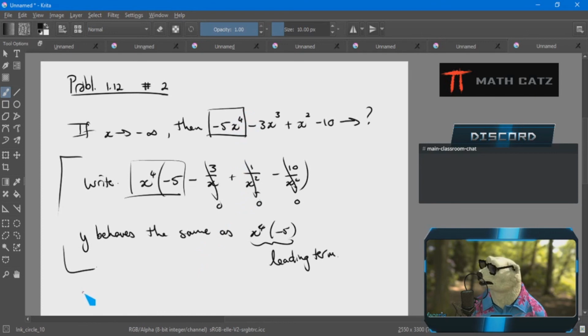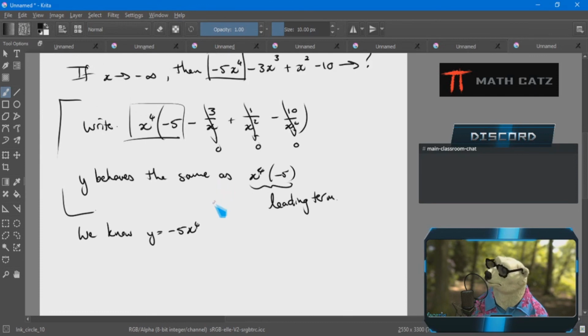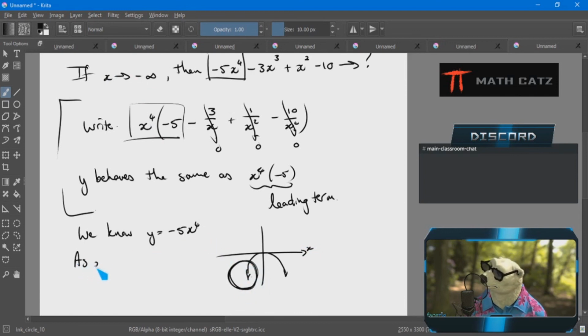So now we know what -5x to the 4 would do, because it's just a basic transformation. I flip it horizontally, I stretch it a little bit, it's going to look like that, right? So long term, x, I'm now looking at to the far left. So I'm looking over here, far left, as x approaches -infinity.